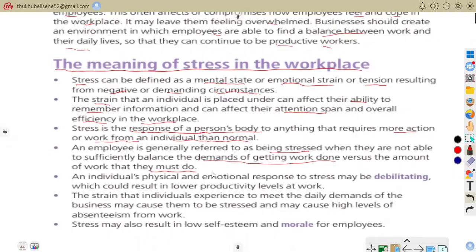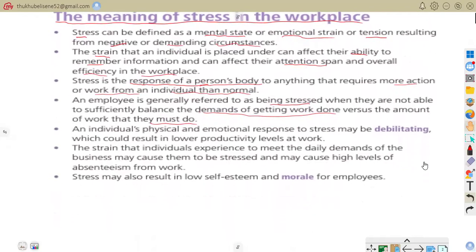Stress occurs when work demands exceed ability to cope. Meaning to say, when there is too much work or pressure compared to what a person can handle, stress develops. That's what this point means. Let's take, for example, an employee who has 10 tasks due in one day and cannot manage them all, then stress is going to develop.